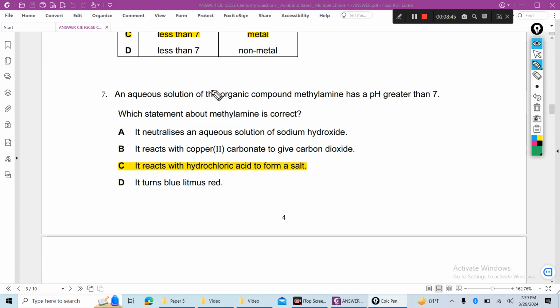Now number 7, an aqueous solution of the organic compound methylamine has a pH greater than 7, means alkaline. Which statement about methylamine is correct? Answer is C. It reacts with hydrochloric acid to form a salt. As methylamine has pH greater than 7, it is an alkali. Alkali reacts with hydrochloric acid to form salt. This is a neutralization reaction.